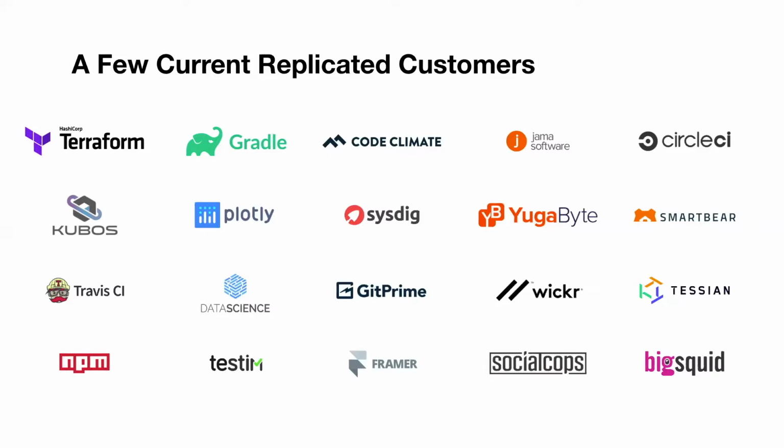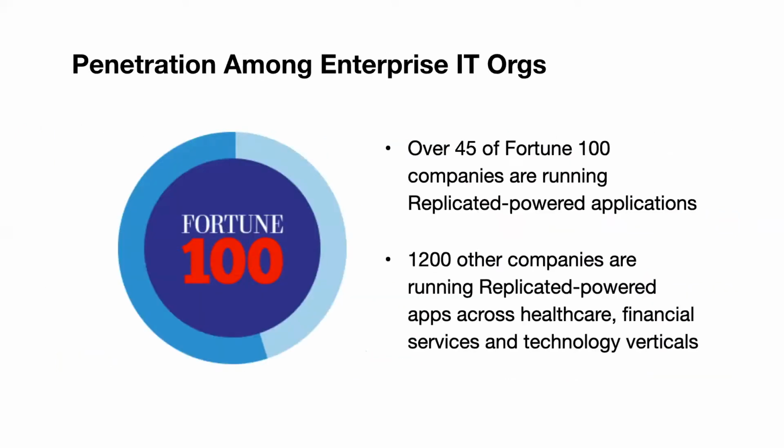And as a result, we have about 45 of the Fortune 100 that are actually running applications in their infrastructure powered by Replicated. And there's another 1,200 companies that already run Replicated applications in their infrastructure as well. That's everything from healthcare and financial services to different technology verticals.